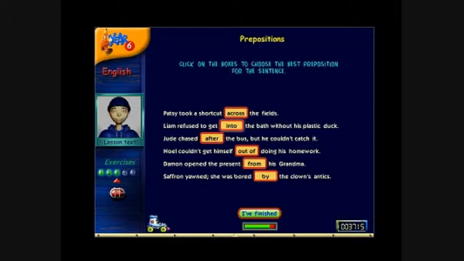Well done. Liam refused to get out into the bar. Oh, I got confused. I thought he was already in the... Wait a minute. Liam refused to get into the bath without his plastic duck. Oh, I was thinking he's in the bath. He's not going to get out of it unless he has a plastic duck. Fair enough. He's in the bath, sitting there.